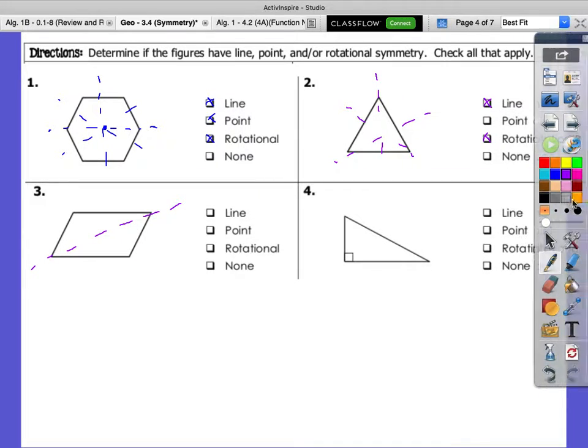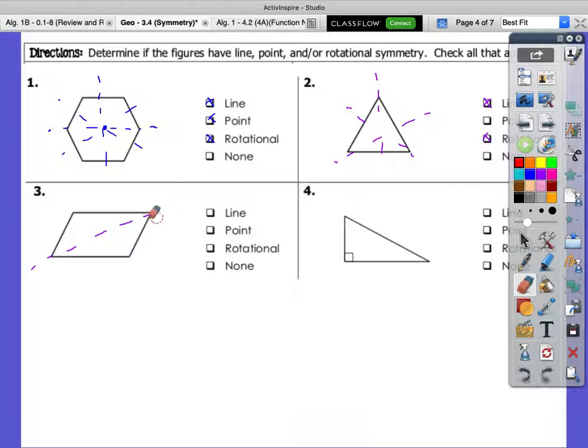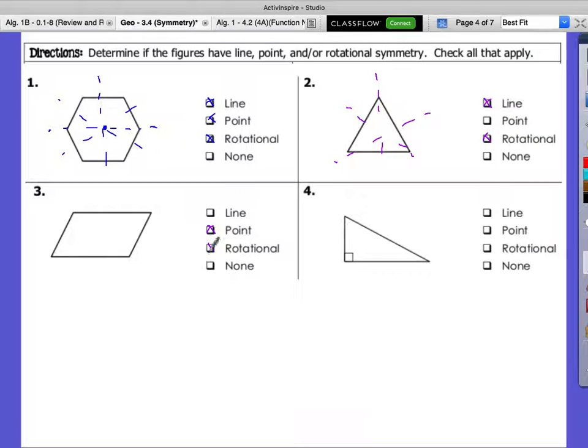Point symmetry. It does in fact have point symmetry. You can turn this upside down 180 and it ends up being the same shape. If I take this and I flip it 180, it still looks the same. And if it has point symmetry, then it's rotational.